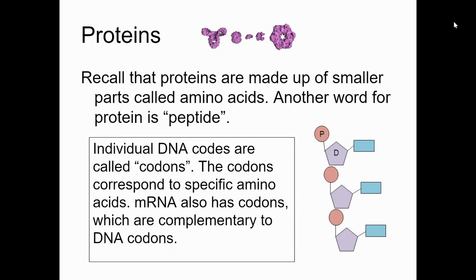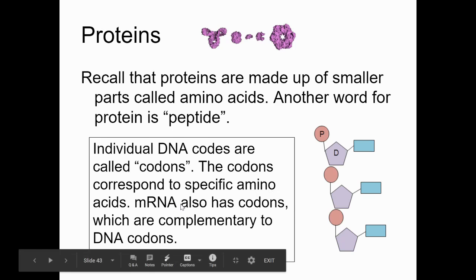Now remember, proteins are made up of smaller subunits or building blocks known as amino acids. Another name for a protein is a peptide, and that's because of the type of bonds they form between each other. Remember, it's individual pieces of DNA that are going to code eventually for an amino acid. And if you can recall from our past discussions, three sequences of DNA create what's called a codon, and that codon is going to specify one amino acid.